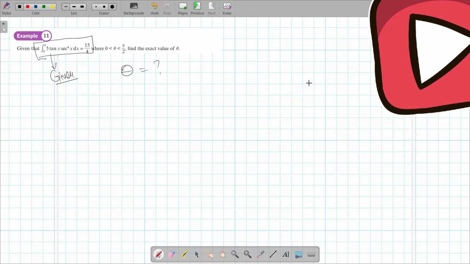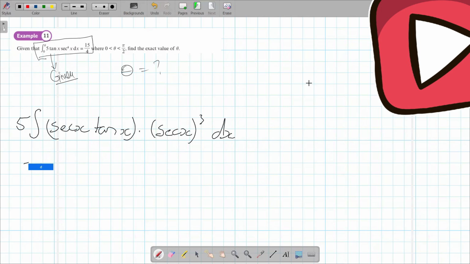So then I'll split it up into 5, and then I'll go sec x tan x times sec x cubed dx. Oh yeah, dx of course. Equal to 15 over 5.